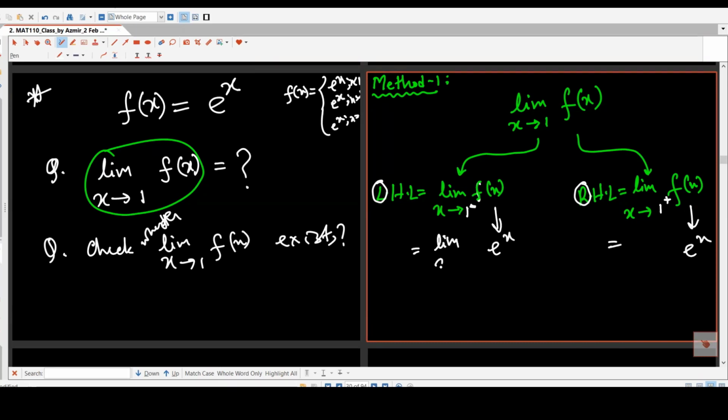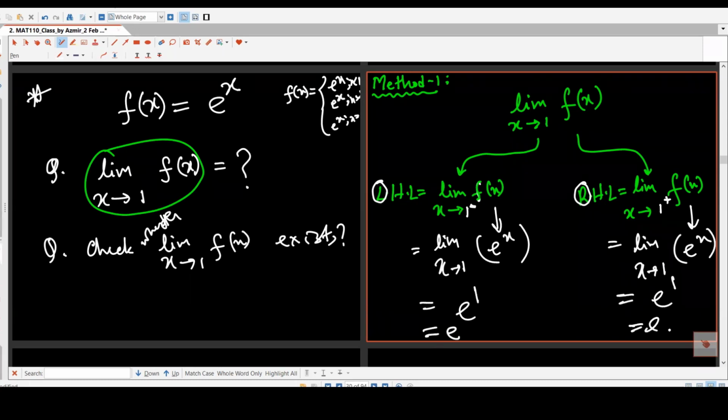So limit x tends to 1, we can drop this minus sign now. Limit x tends to 1, we can drop this plus sign now. Now we can input the limiting value, e to the 1, e to the 1. So what is the value? e. So since the left-hand limit is e, the right-hand limit is also e. e is an irrational number. It is also a real number. So this is a finite value. So the limit exists. So the main limit will also be e.